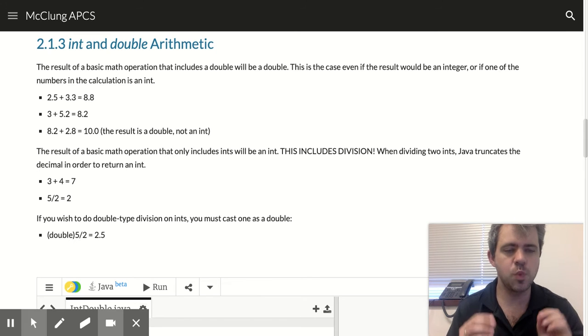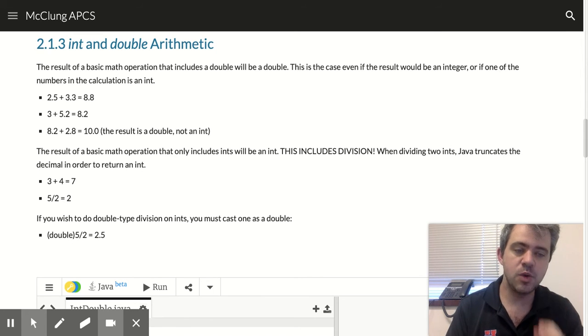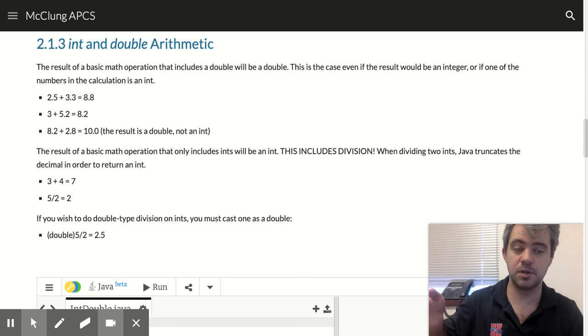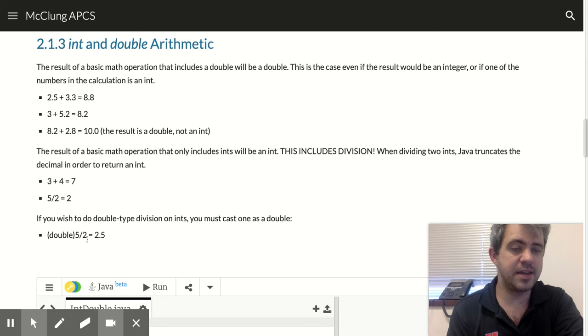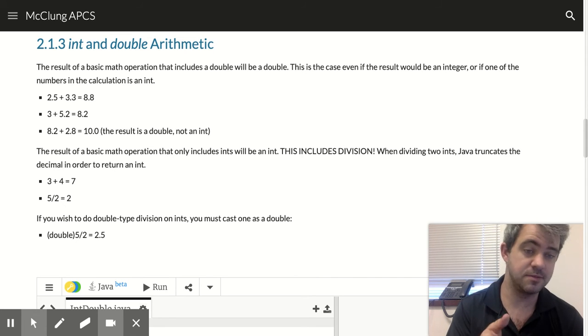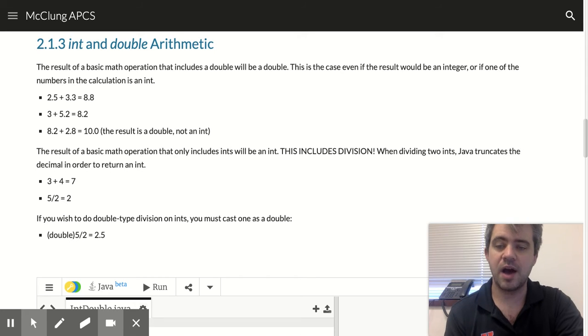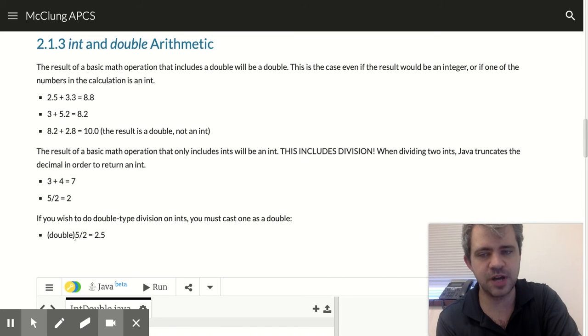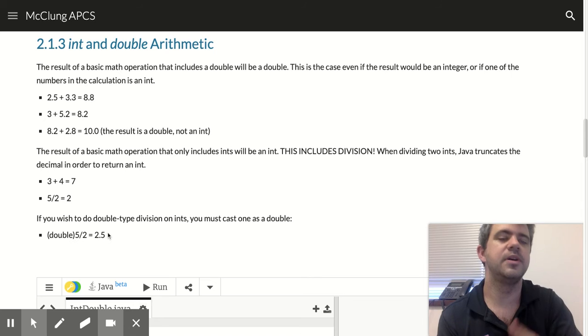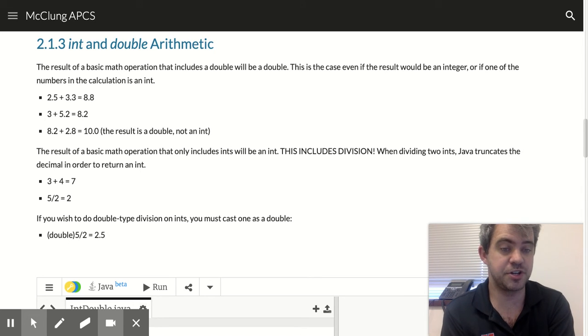But if you just want to do regular old division and you want int divided by int to give you a double, you're going to have to cast either the numerator or the denominator as a double. Be careful. You don't want to cast the result as a double, because then it'll just give you the integer and stick 0.0 on it. You have to cast either the numerator or the denominator before the division happens. So if we do double 5 divided by 2, now it's going to do regular double division instead of integer division.